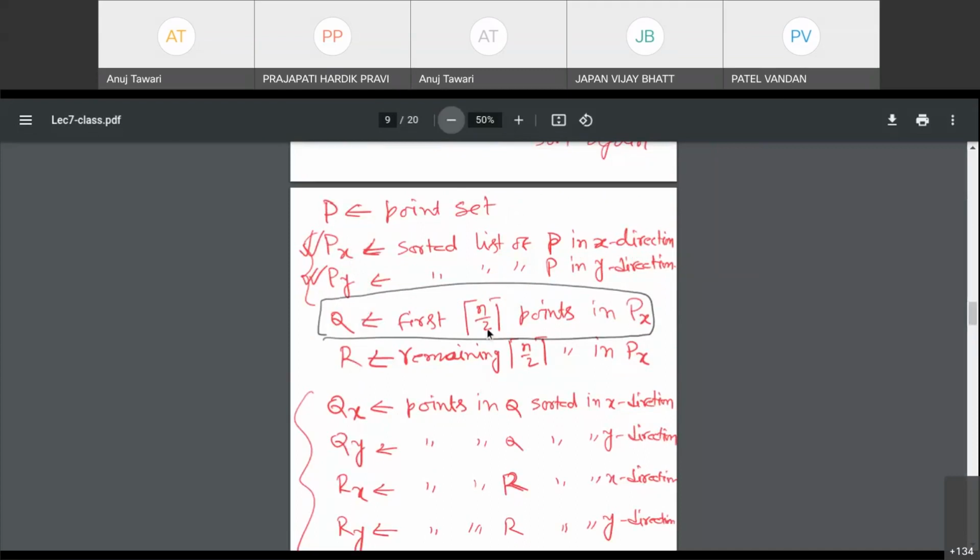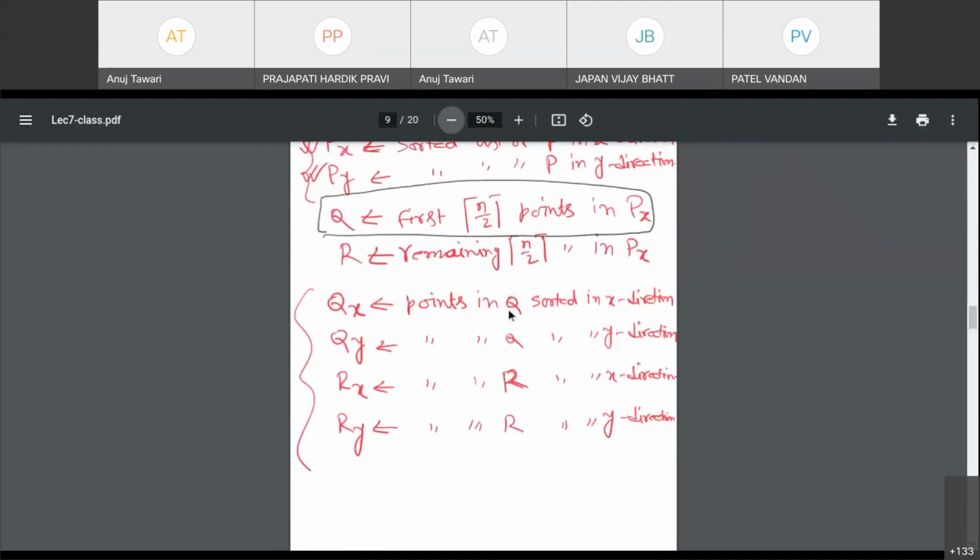So Q is the first n by 2 points in Px, right? Once you have the sorted list, you can find the first n by 2 points in big O of n time. And R is the remaining n by 2 points in the Px. And that also you can do in big O of n time.